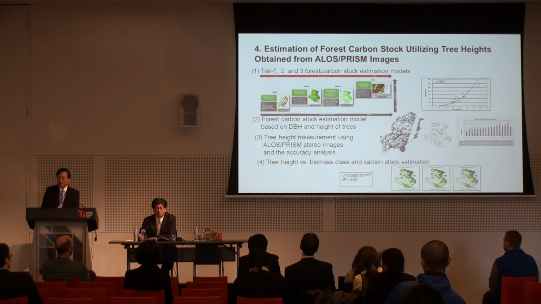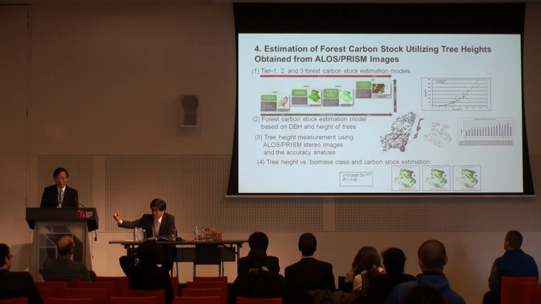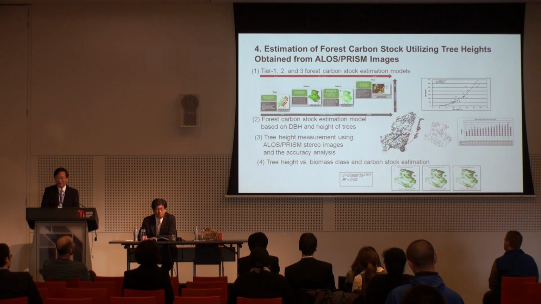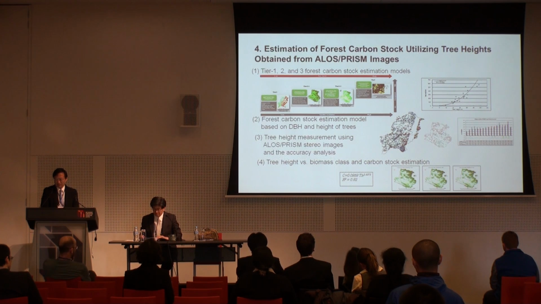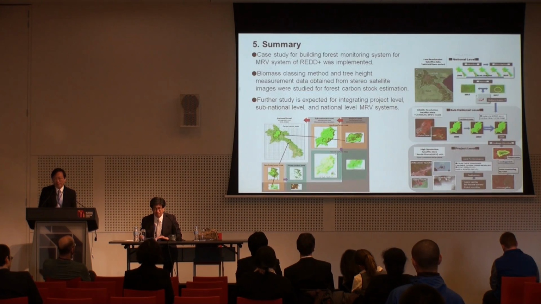Estimation of the forest carbon stock was done for the systems, Tier 1, Tier 2, and Tier 3. We use the forest carbon stock distribution model based on DBH and height of tree, and also tree height measurement using ALOS stereo image and accuracy analysis of the data. And the tree height versus biomass classes and carbon stock estimation was also established, and we developed this kind of system in this study.